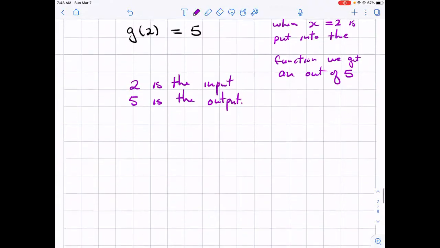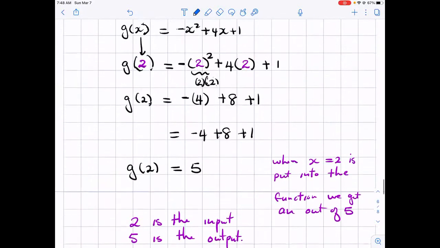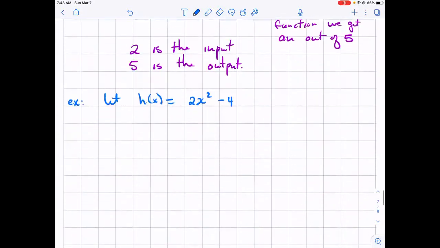And we can continue. You don't have to just plug in numbers, right? If we look at another example, okay, let h of x equals 2x squared minus 4. And similarly up here we said find g of 2. So here we can find the output for h of t.